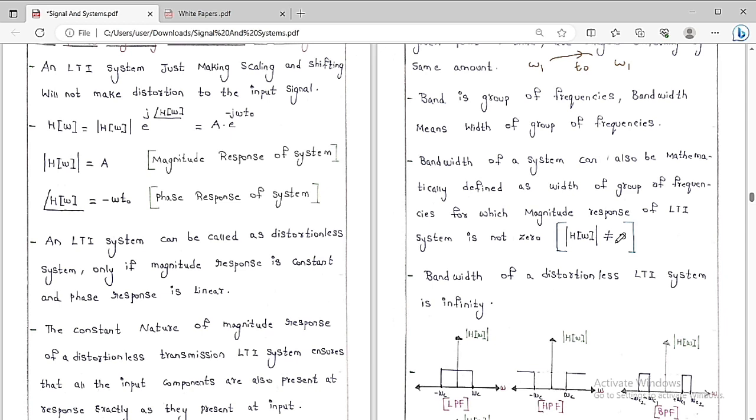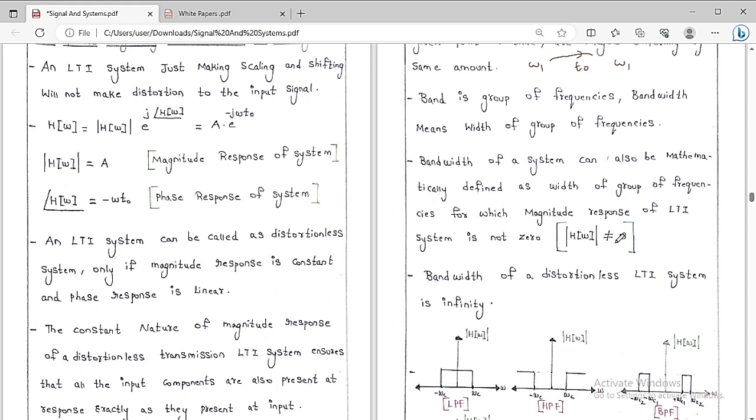So we have to find for what range of frequencies the magnitude response is not equal to zero. We have to find the width of frequencies for which the magnitude response is not equal to zero. That is called the bandwidth. So the bandwidth of a system is the width of the group of frequencies for which the magnitude response of the LTI system is not zero. Until not zero, all those frequencies are considered as the bandwidth of a system.